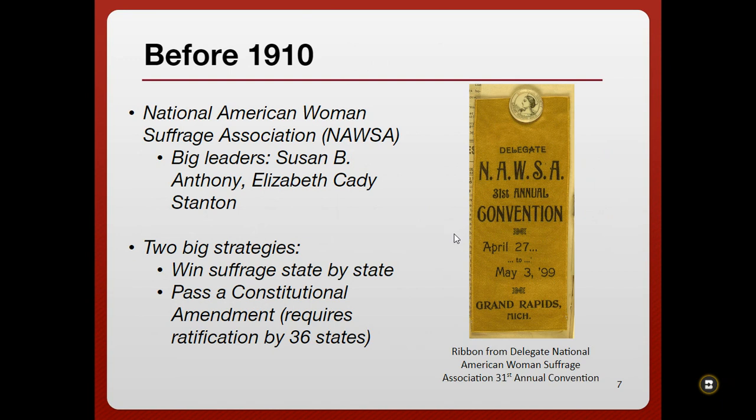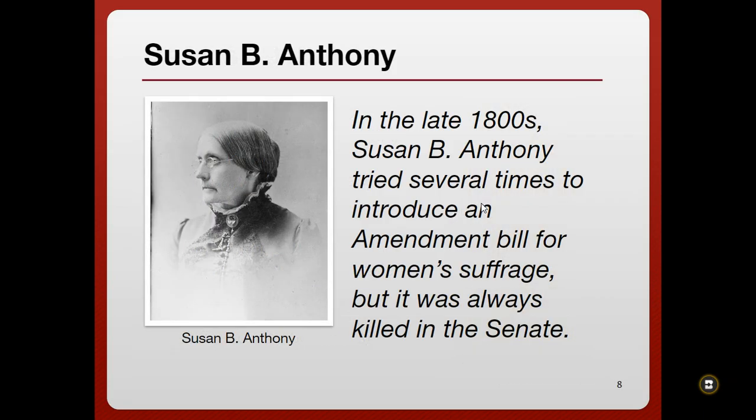Once again, big leaders: Susan B. Anthony, Elizabeth Cady Stanton. Susan B. Anthony right there, she's actually my daughter, who's 9 years old. This is probably not that big of a shock. She really loves to read about Susan B. Anthony and thinks that she's very cool. She is very cool, I agree. She's very, very cool.